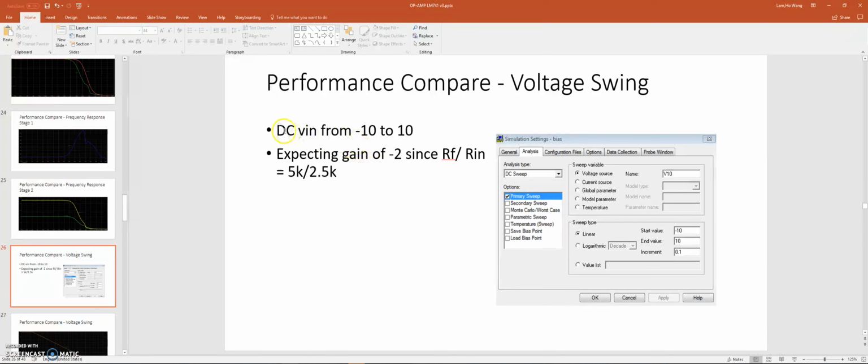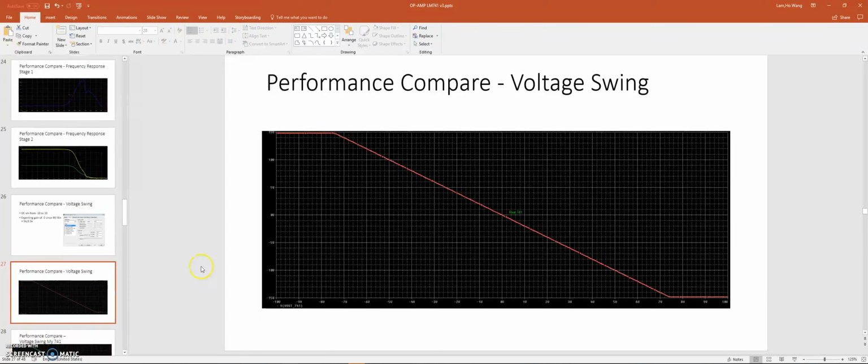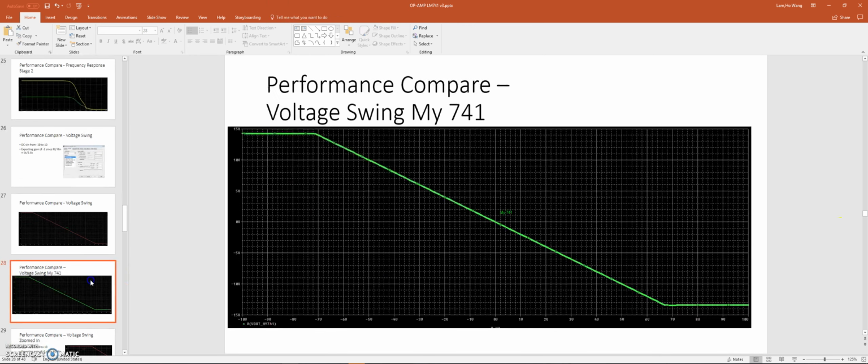And then let's go through the voltage swing. For the voltage swing, we are having a DC input from -10 to 10. We are expecting a gain of -2. So here's the setup. So we can see this is the actual LM741. We're expecting something like this. Should be a little bit less than -15 and +15, since this is our voltage supply.